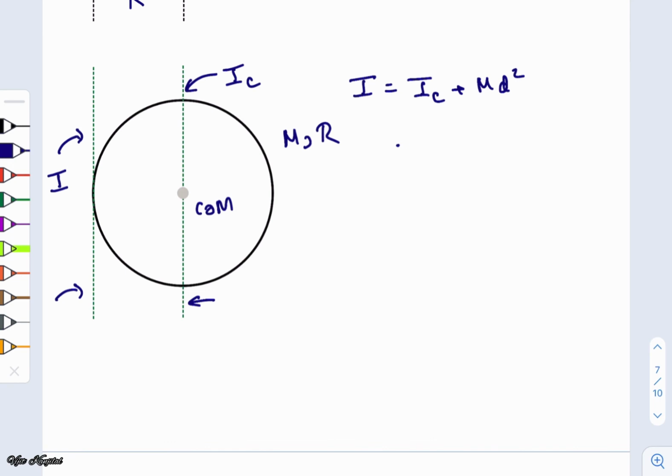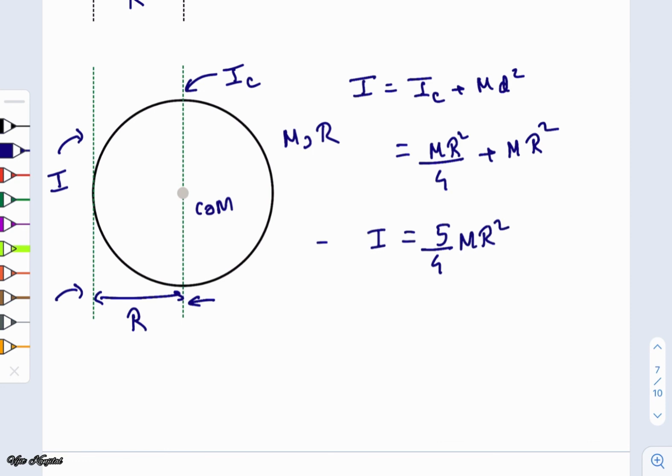So what is IC? We already calculated IC in the previous video. It is nothing but mr square by 4 plus, what is d? D is nothing but r, that is the radius of the disk. So mr square by 4 plus mr square. So what do we get? 5 by 4 mr square. Simple, easy, straightforward.